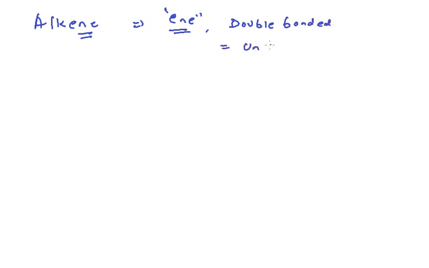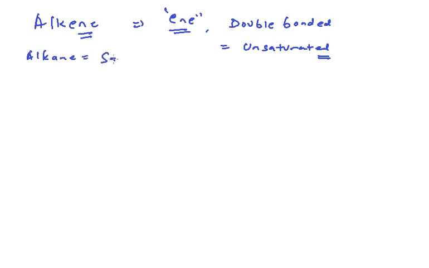Okay, the next big group is the alkene group. Unlike alkanes, the alkenes end with the suffix -ene, and they are double bonded and unsaturated. We call them unsaturated. In other words, they need more hydrogen, they can be reacted with other elements, whereas the alkane group are saturated. I don't know if I mentioned that earlier.